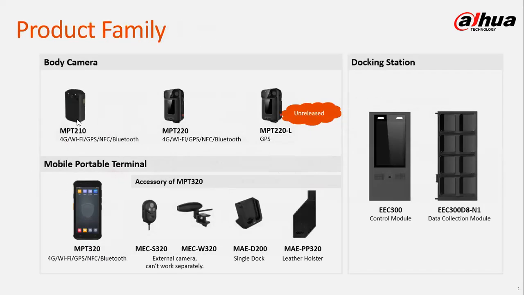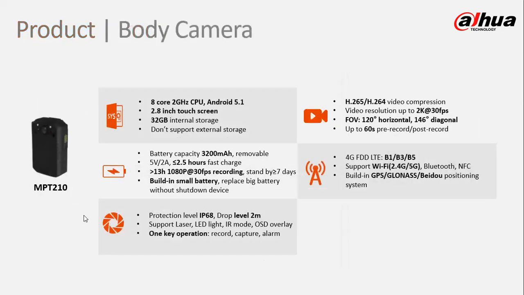Let's talk a bit about some of the mobile products. We have this MPT2. Some of the features I'll talk about are storage: we have 32 internal storage, and it does not support external. We'll see some products which support external. In terms of protection, we have IP68. If you are familiar with product ratings, you understand what IP68 is. Other features include support for 4G with FDD technology, and GPS for location.